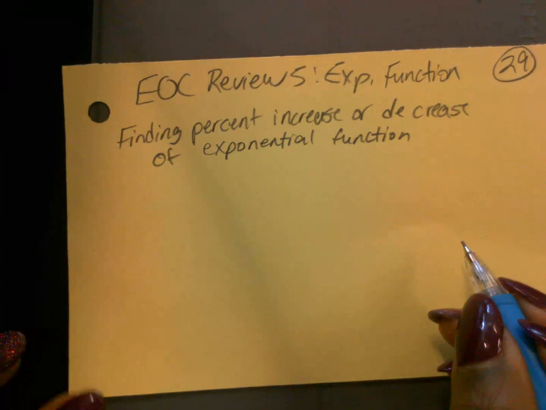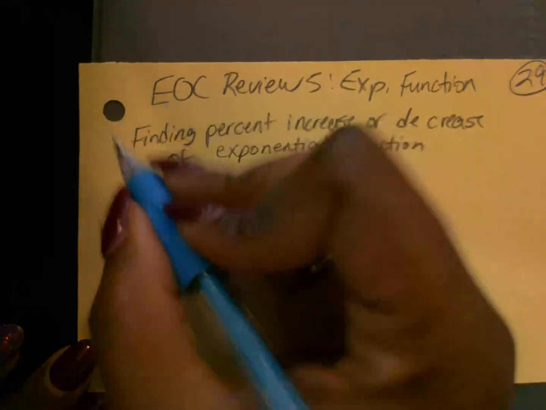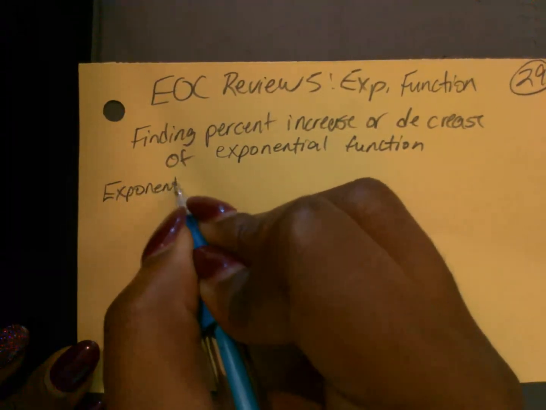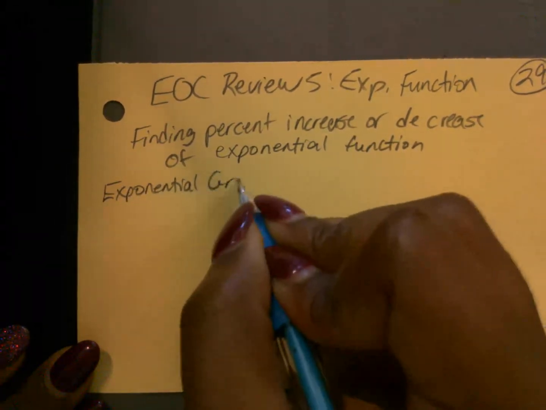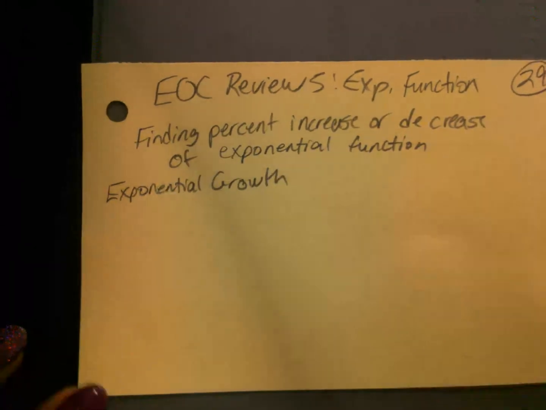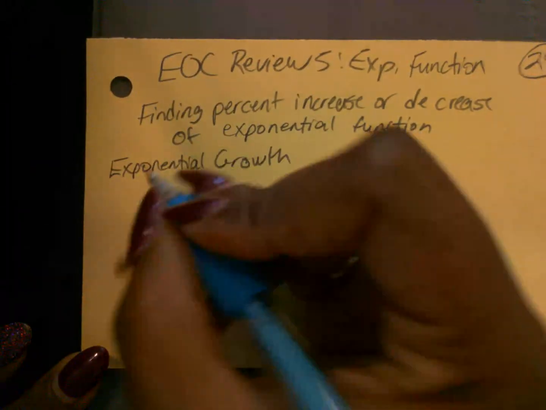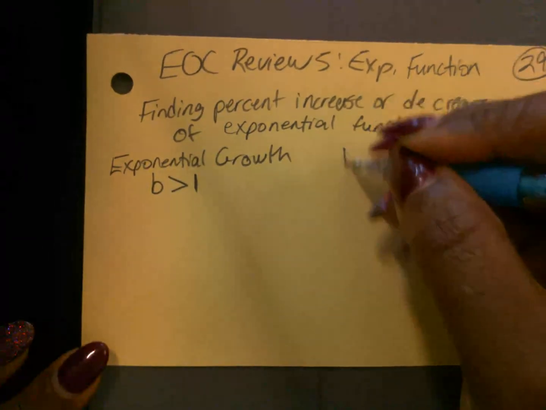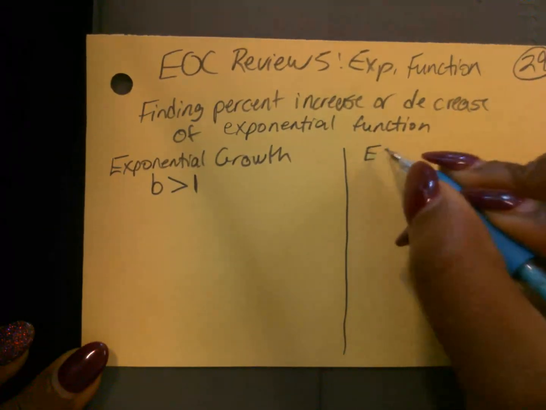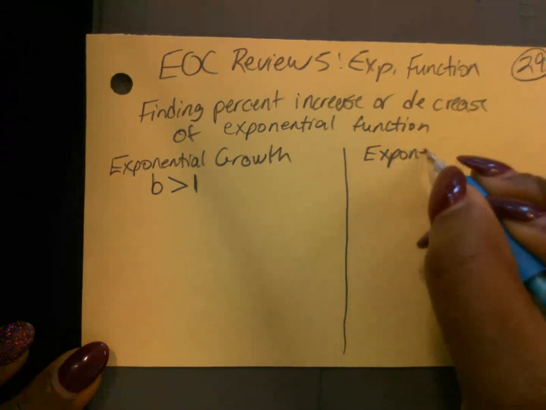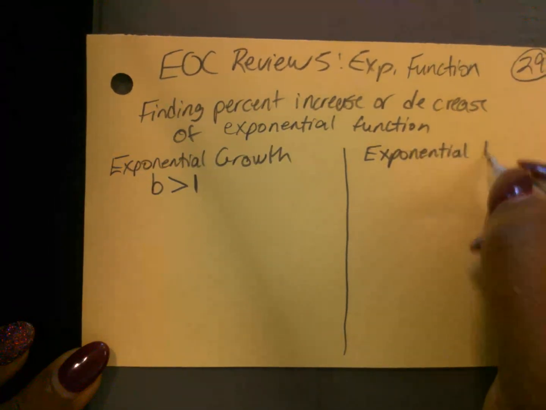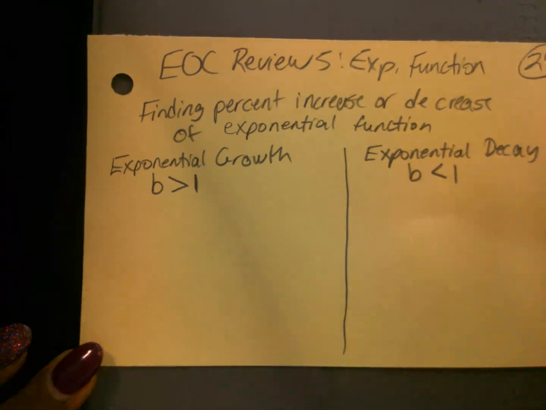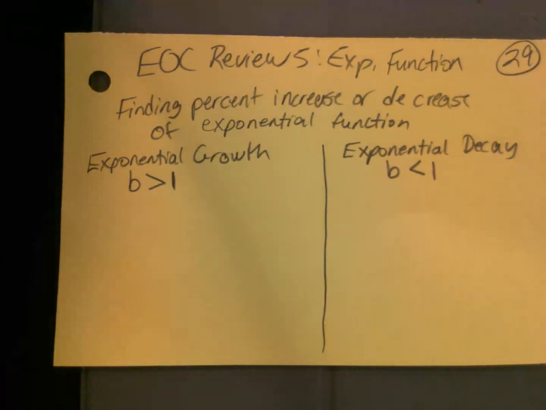All right, how do you know if it's exponential growth or decay? Exponential growth is when your b is greater than 1. Exponential decay is when your b is what? Less than 1. Please make sure you're right.